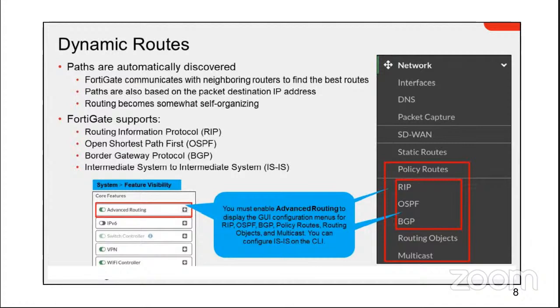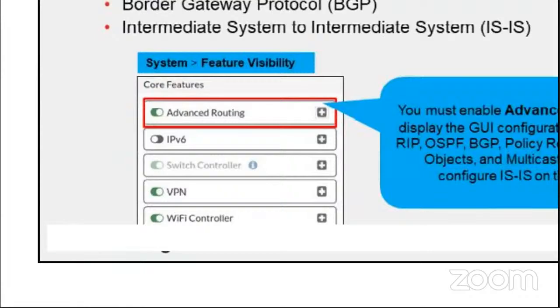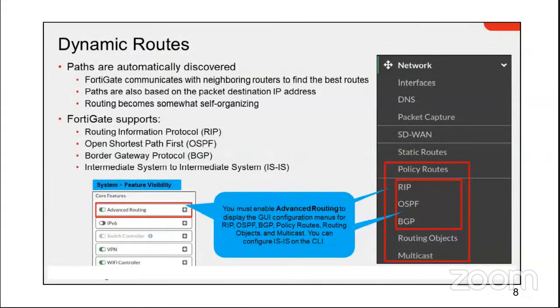Now, if you want to use these dynamic routing protocols on your FortiGate firewall, you first have to enable that feature. By default, this is not enabled. To enable it, come into the System tab. Under System, you have an option of Feature Visibility. Under Feature Visibility, you have the option of Advanced Routing. Once you enable this and click on save changes, you can configure your OSPF, BGP, RIP, and ISIS as well. That's the place you have to come before you make use of these dynamic routing protocols.